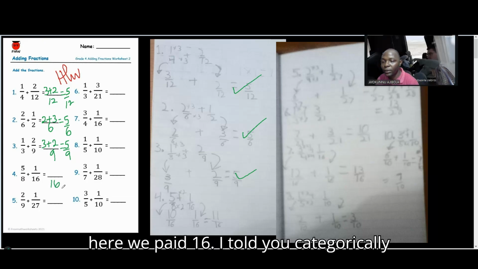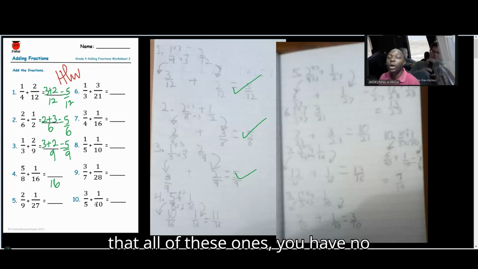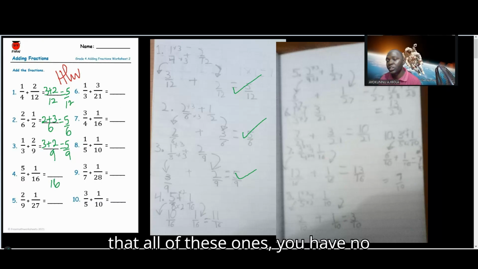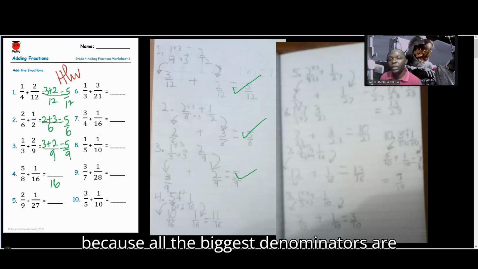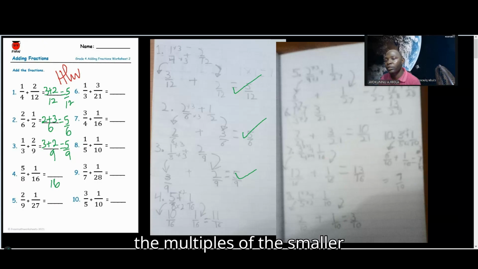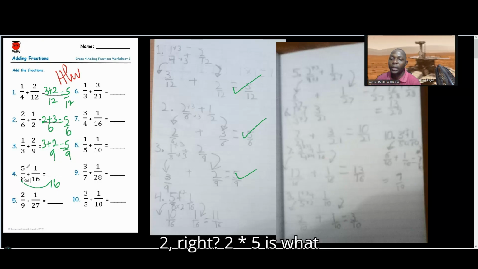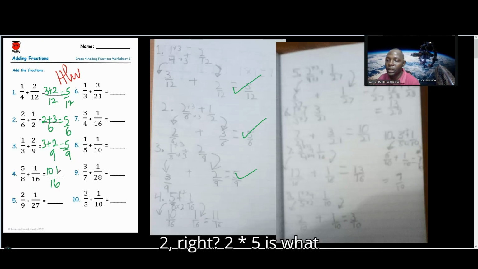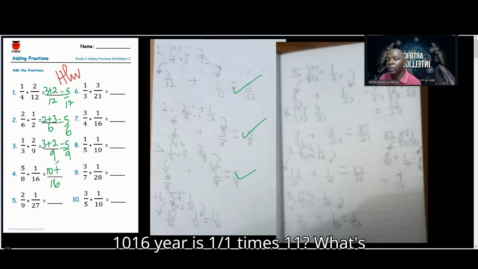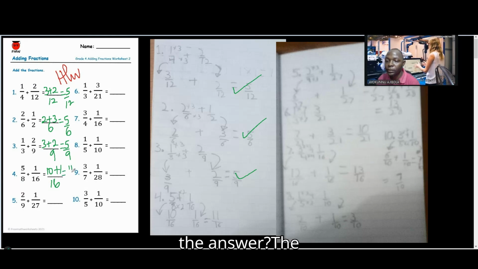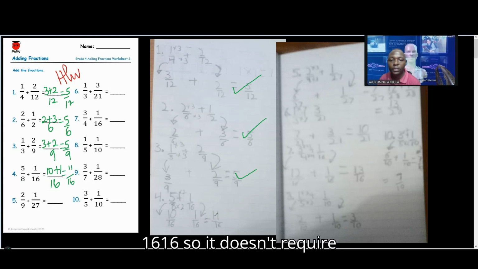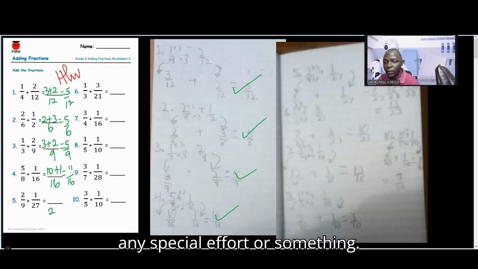So here we pick 16. I told you categorically that all of these ones you have no difficulty. Just pick the biggest one because all the biggest denominators are the multiples of the smaller denominators. And that's it. So 8 here is 2, right? 2 times 5 is what? 10. 16 here is 1. 1 times 1, 1. What's the answer? 11 over 16. So it doesn't require any special effort.